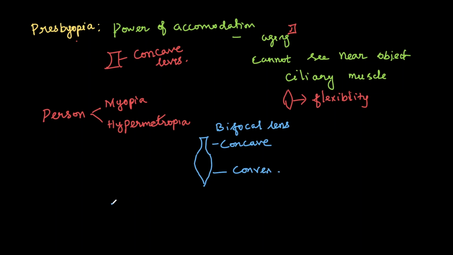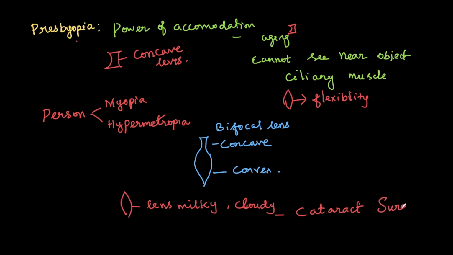If the lens becomes milky or cloudy, that is called cataract. That condition is cataract. We can do surgery and remove the cataract, and they are able to restore the vision through the surgery. So these are the defects of the eye.